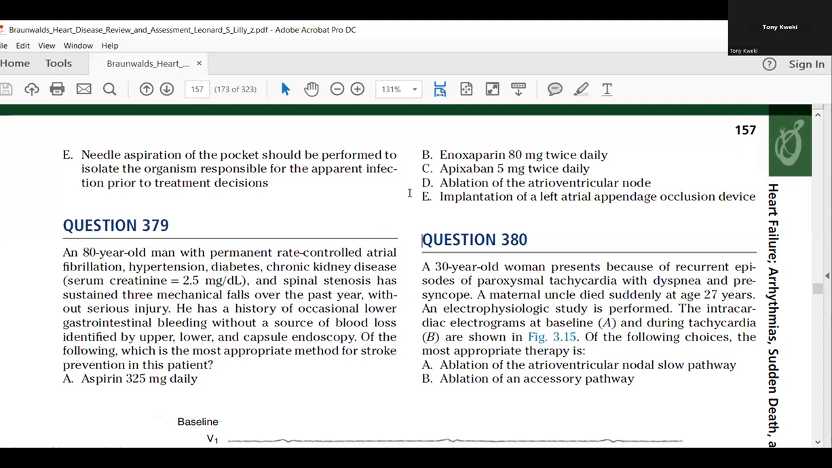So that means that when we put the device, there will be short-term anticoagulation for 45 days, followed by a transesophageal echocardiography. And then once there is no residual peri-device flow, patients are able to stop anticoagulation.